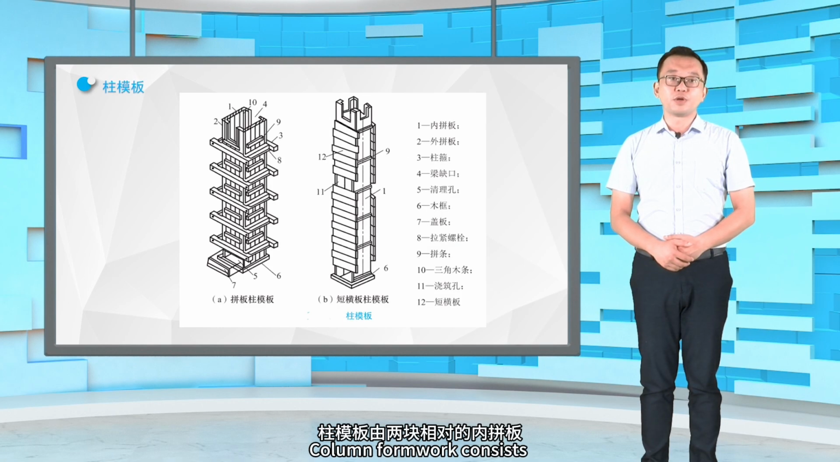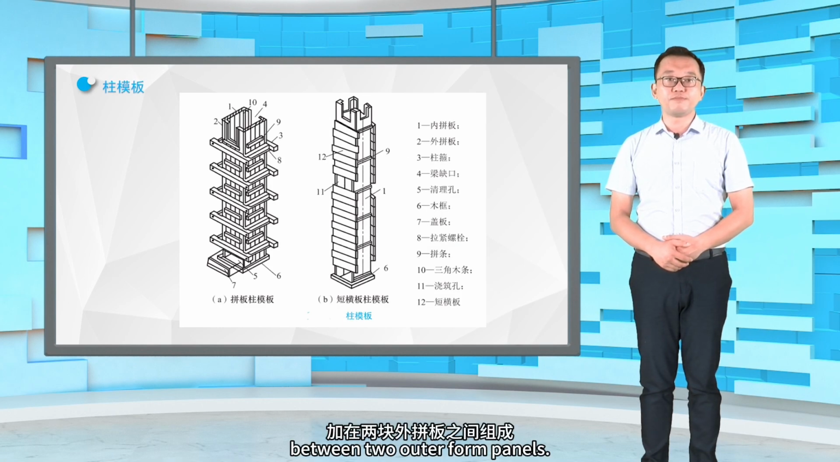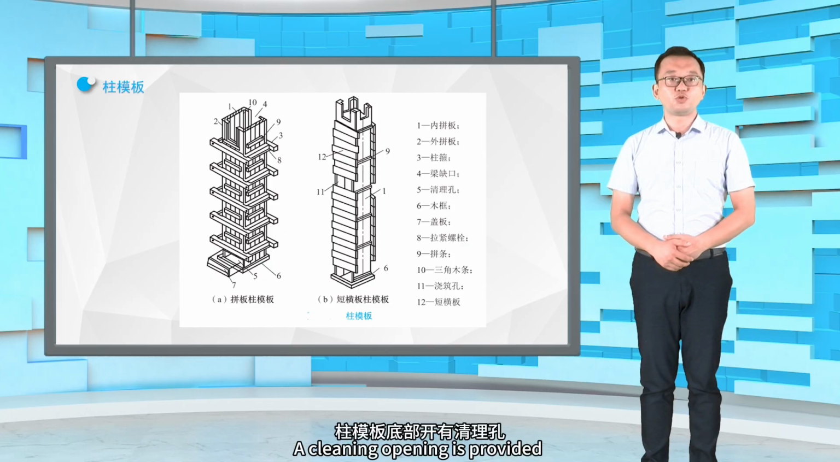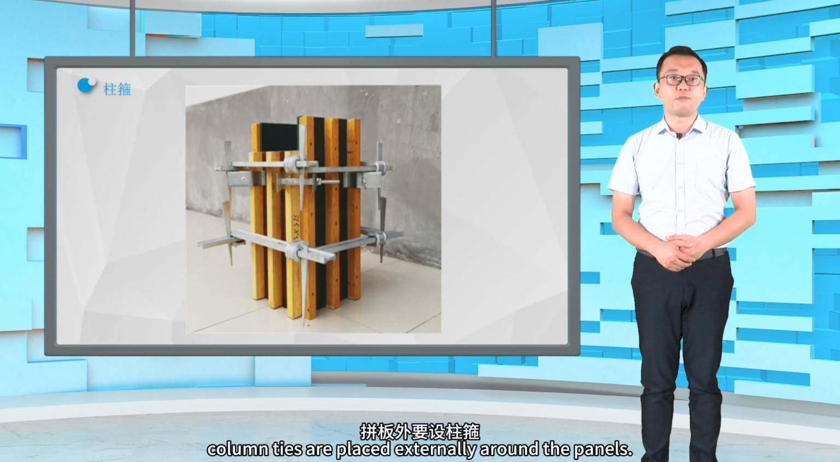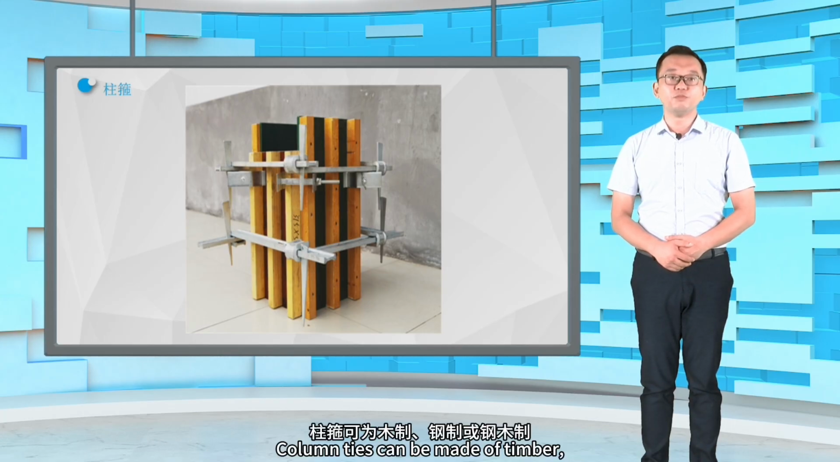Column formwork consists of 2 inner form panels placed between 2 outer form panels. A cleaning opening is provided at the bottom of the column formwork, and pouring openings are set every 2 meters along the height to resist lateral concrete pressure. Column ties are placed externally around the panels. Column ties can be made of timber, steel, or steel timber composite.